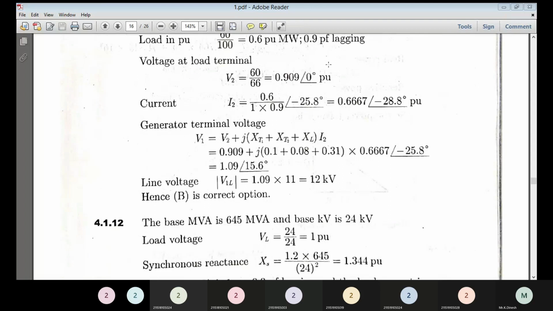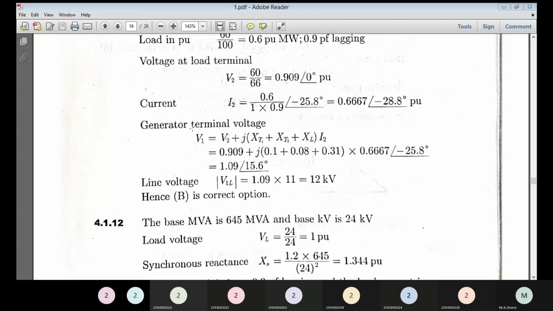Power factor is 0.9. Voltage at terminal 2 is 60, so 60 by 66 gives you 0.909 as your V2. And I2 is 0.6 divided by 1 into 0.9, angle minus 25. Simplifying, you get the current as 0.667.